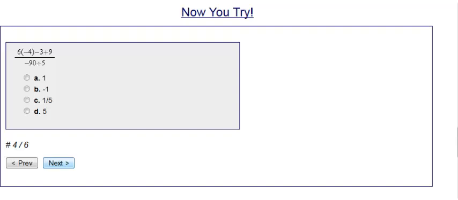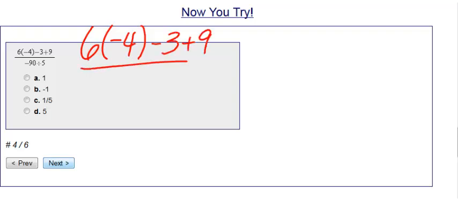Okay, number 4. We have 6 times a negative 4 minus 3 plus 9 all over negative 90 divided by 5. So we do the top and the bottom separately. With order of operations, we have a multiplication, a subtraction, addition. We do multiplication first. So we're going to do a 6 times the negative 4 first. 6 times negative 4, I get negative 24.